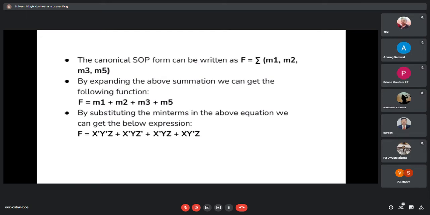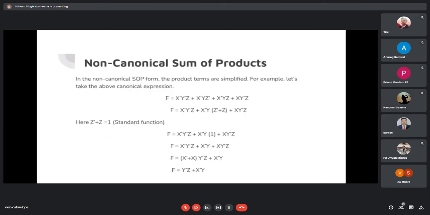By expanding the above summation, we can get the following function, which is F = m1 + m2 + m3 + m5. By substituting the min terms in the above equation, we can get the below expression. Now the following expression is the canonical expression, and when we simplify it, it gets converted into a non-canonical form expression.